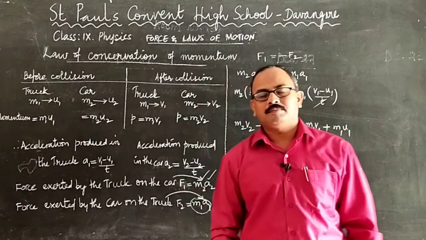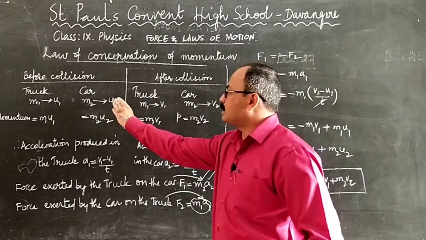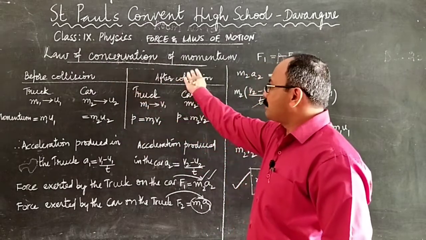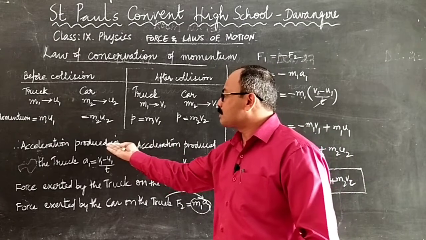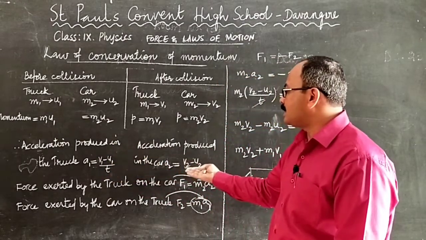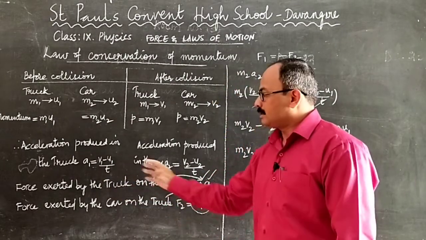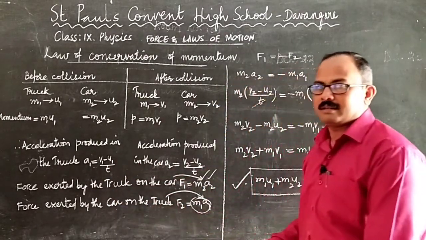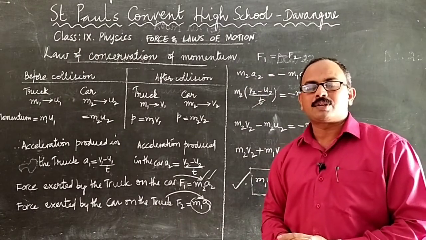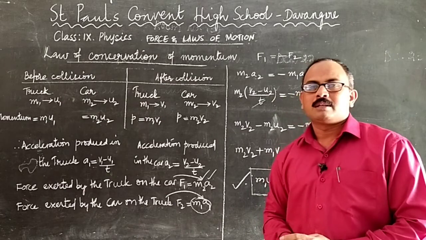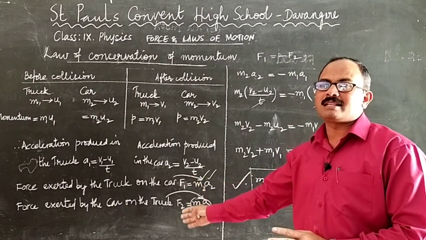The vehicles I have taken have different masses, then the velocities are also different before collision. After collision, the mass remains the same, the velocity changes. Then the acceleration produced in the truck, the acceleration produced in the car. Then the force exerted by the truck on the car, the force exerted by the car on the truck. As per Newton's third law of motion, for every action there is an equal and opposite reaction. Therefore, F1 will be equal to minus F2.